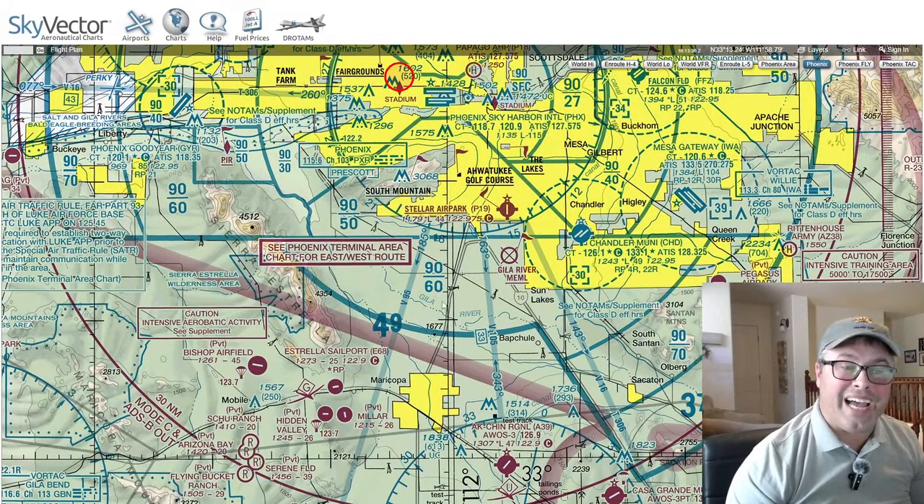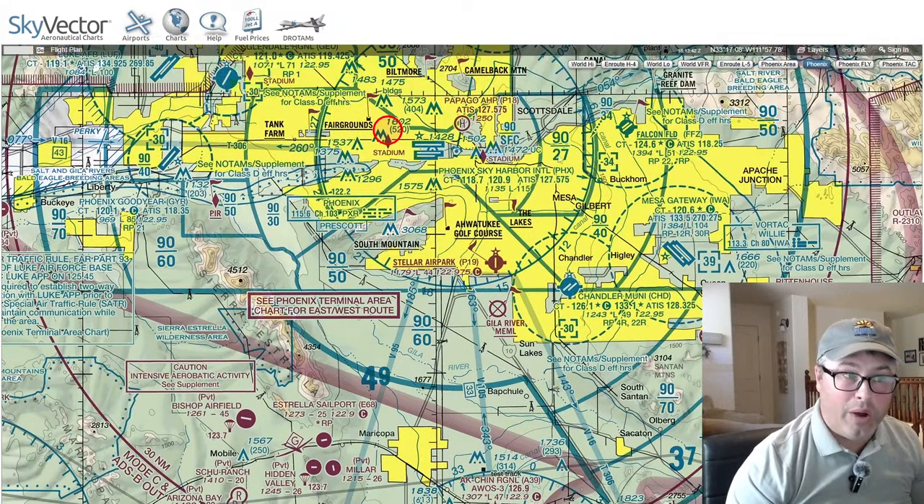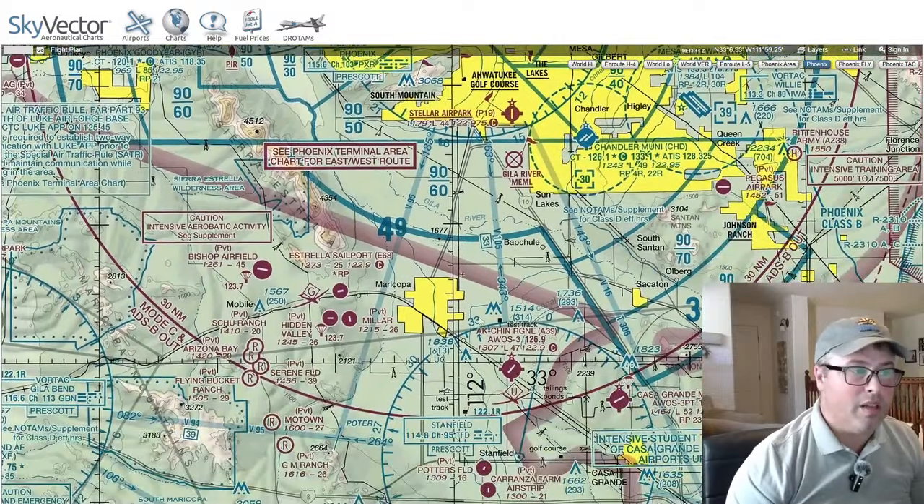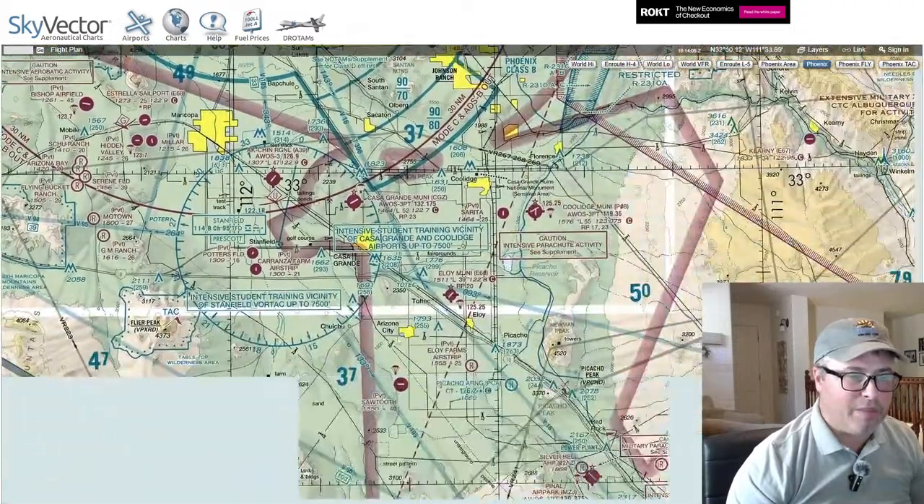If I fly inside the class Bravo, do I have to have it? Oh, yes, I do. Because now I'm flying in a very busy airspace. But outside of that class Bravo airspace, even inside the Mode C and ADS-B out veil, I don't have to have it. But the moment I cross this blue line and I'm between 6,000 and 9,000 feet here, I absolutely have to have a Mode C transponder and ADS-B out.